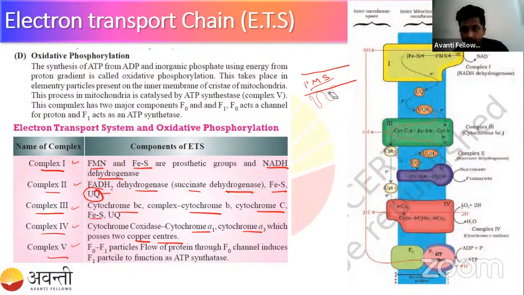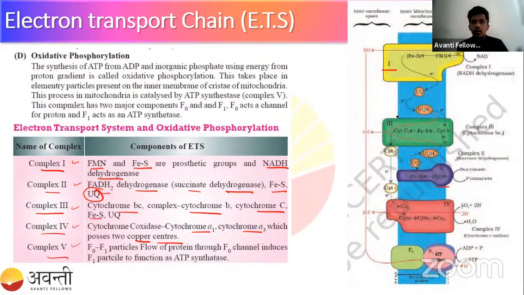So where does everything start? You have to remember, first we will take consideration of complex 1, and then complex 2. Now what is happening in complex 1 and complex 2? In complex 1, we have the oxidation of NADH into NAD plus. And then in complex 2, what is happening? FADH2 is again oxidized to FAD.